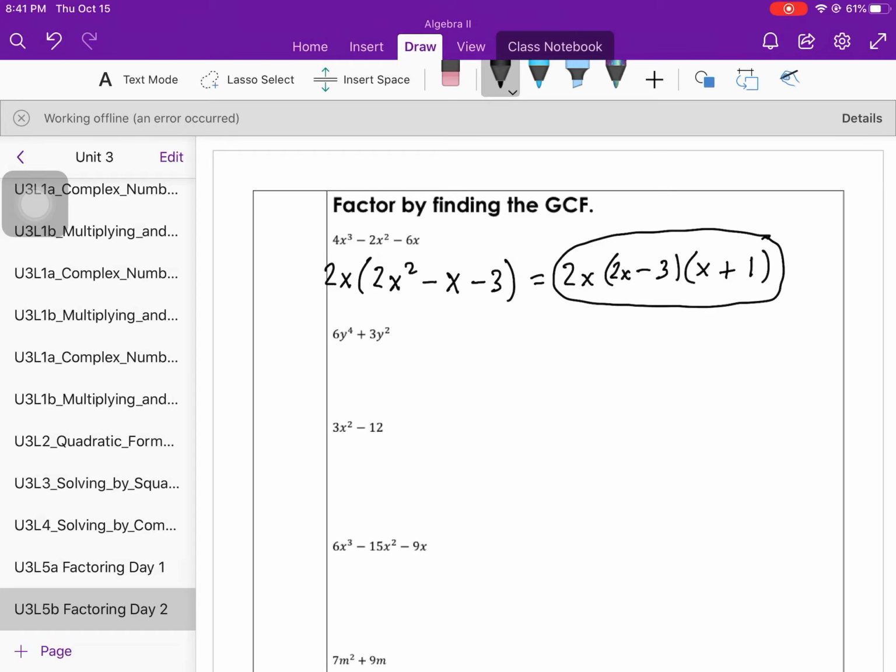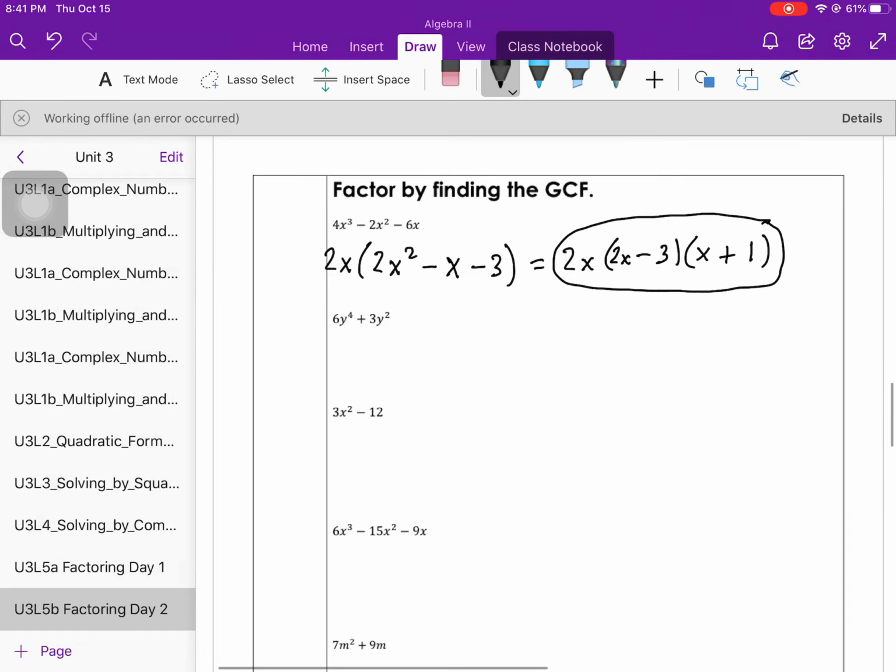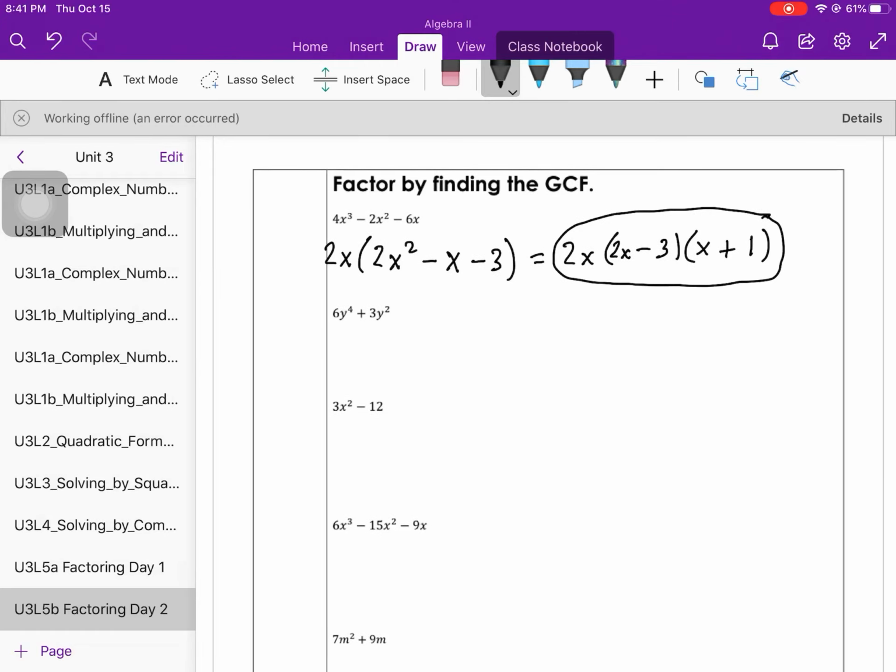If you need a review on how to factor something like this where the a value isn't 1, go check out the video in part 1 again.